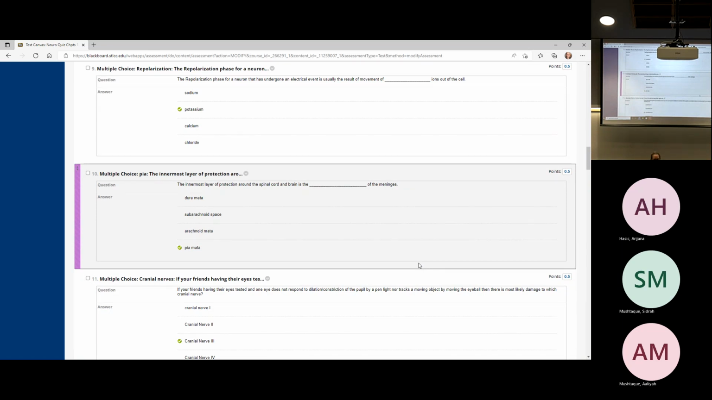Repolarization of the neuron. So during an action potential, I have had rapid influx of sodium and I have rapidly depolarized. All of a sudden, I have a bunch of positive charge inside the cell, and I don't like that. So I want to repolarize. Repolarization phase of a neuron that has undergone an electrical event is usually the result of what ion moving out? Potassium. Now, does the cell really want to lose potassium? No. So towards the end of the repolarization, what is the cell going to start to really try to do? Use pumps to get rid of all the sodium and pull back in the potassium.